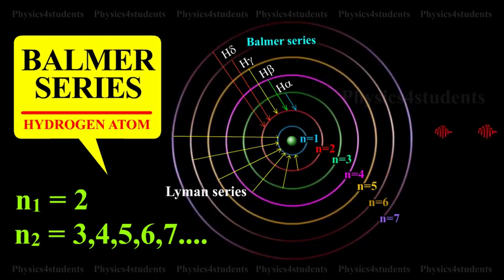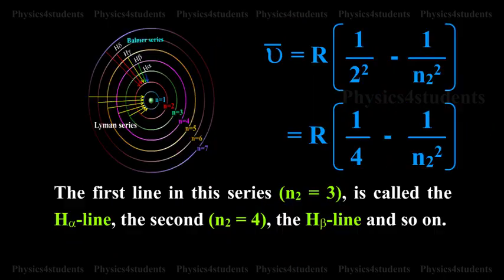The wave number of the Balmer series is nu bar is equal to R into (1 by 2 square minus 1 by n2 square), is equal to R into (1 by 4 minus 1 by n2 square). The first line in this series, n2 is equal to 3, is called the H alpha line. The second, n2 is equal to 4, the H beta line, and so on.